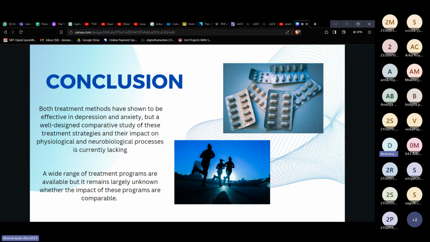This particular study aims at providing more information about the underlying biological mechanisms of depression and anxiety treatments that would be helpful in increasing the effectiveness of personalized medicine.